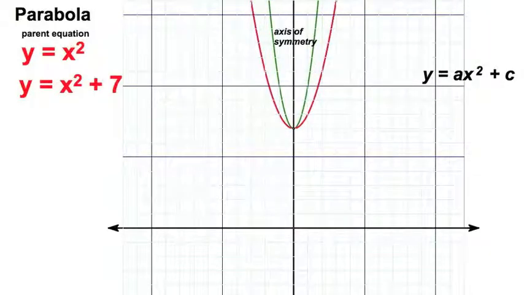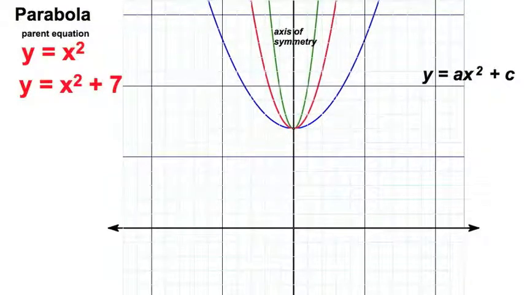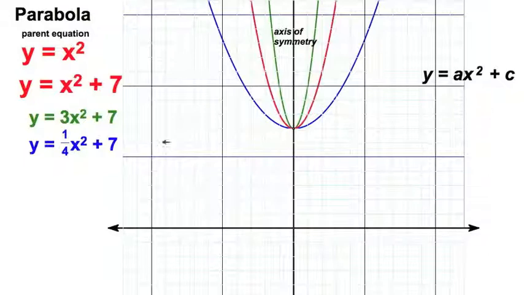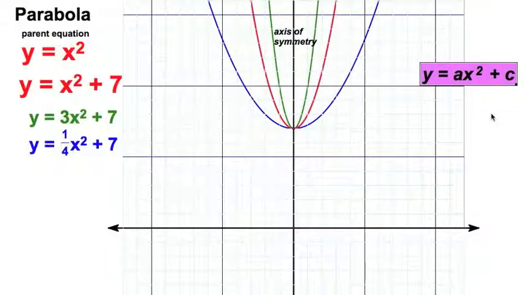Now, we could take that parabola, and same as before, we could take that leading coefficient and make the parabola skinnier or wider. And the result would be graphs like this. Y equals 3x squared plus 7, this steep graph with a y-intercept at 7, or this more shallow 1/4 x squared plus 7. This is the form y equals ax squared plus c. The a, the coefficient of the x squared, tells me how wide the parabola is, and the c term is going to slide it up and down the y-axis.